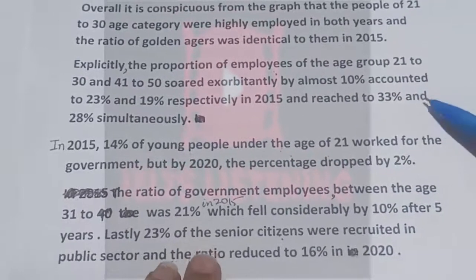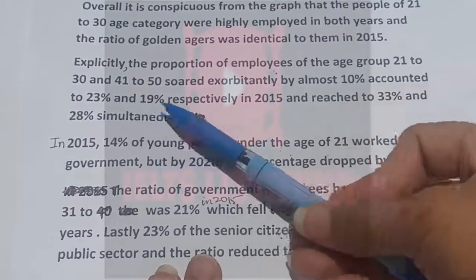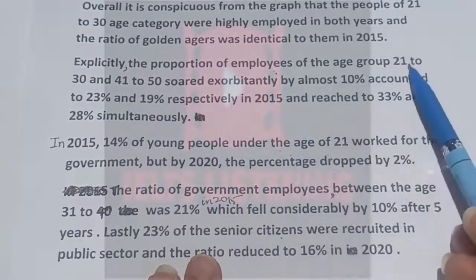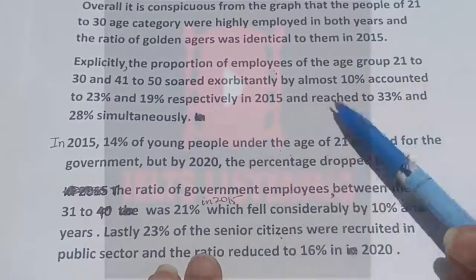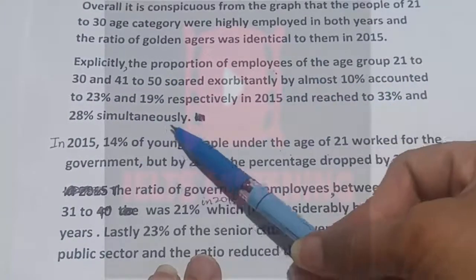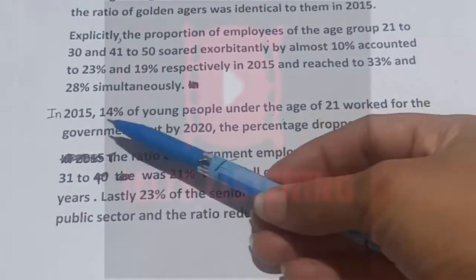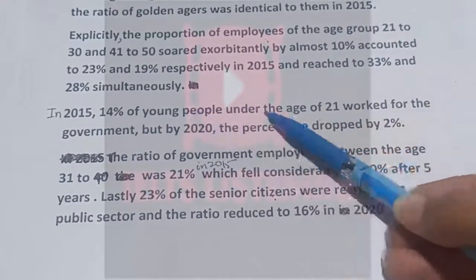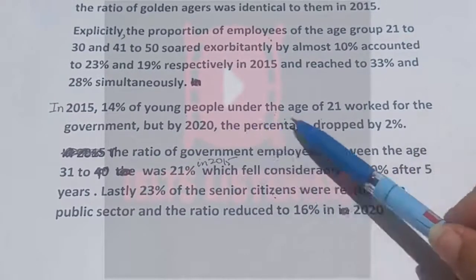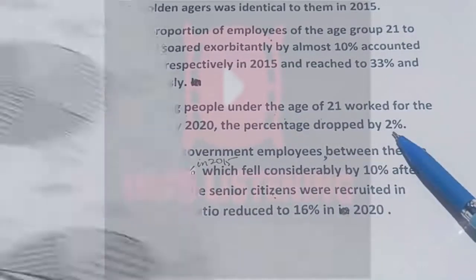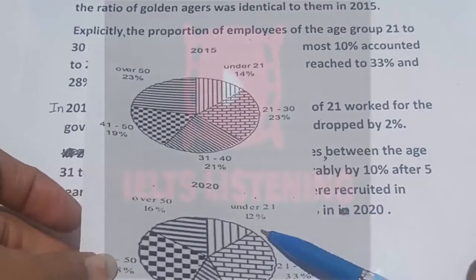And we have also shared the ratio that it was 23 and 19% in 2015 for the age 21 to 30, 23%, 41 to 50, 19%, and it reached to 33%, 28% respectively, means simultaneously. In 2015, 14% of young people under the age 21 worked for the government. By 2020, the percentage dropped by 2%. We have discussed that it was 14% and it dropped by 2% and reached to 12%.